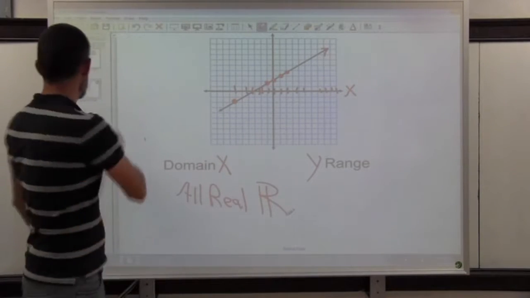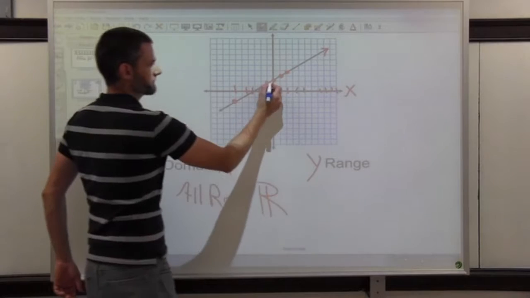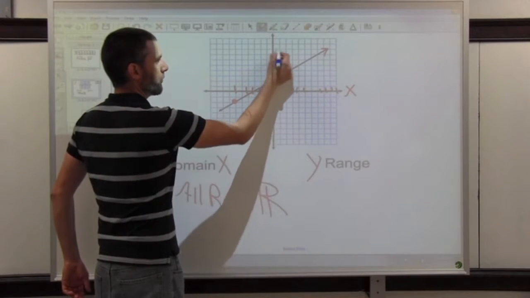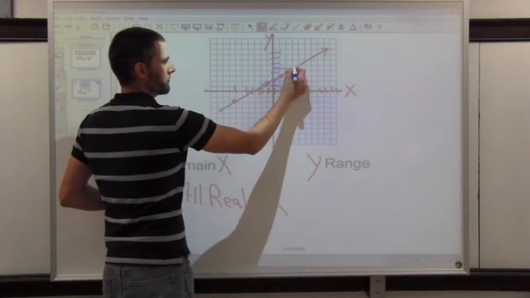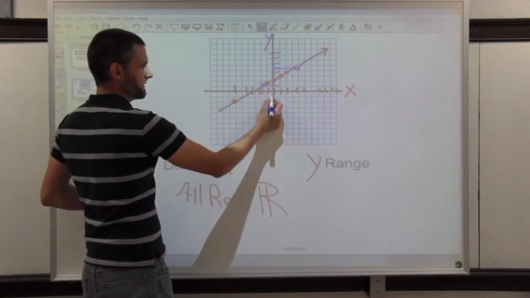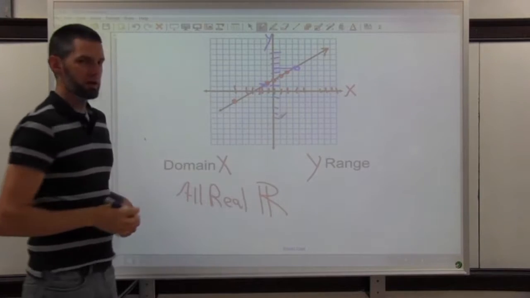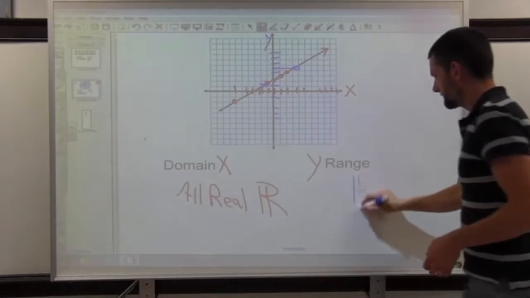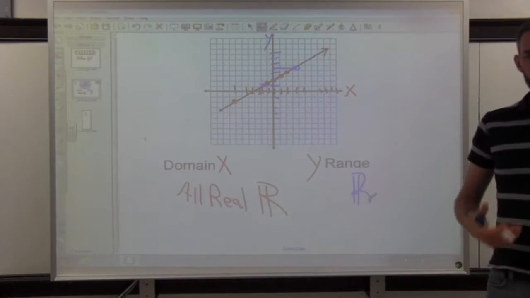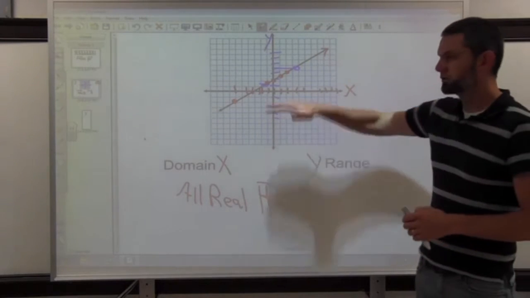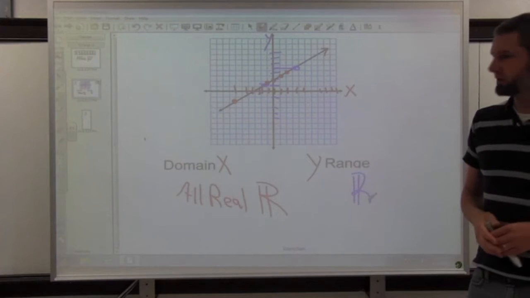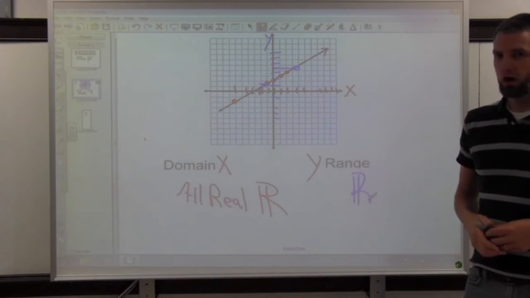Likewise for range, same thing. If I was to follow straight across from every y value on the y-axis, I'm going to find a point no matter which way I go, left or right. Same thing when I go to negative. So my range is also going to be all real numbers. It's not always the case, but when there's a line and it goes forever, that's going to be very common that its domain and range are all reals.